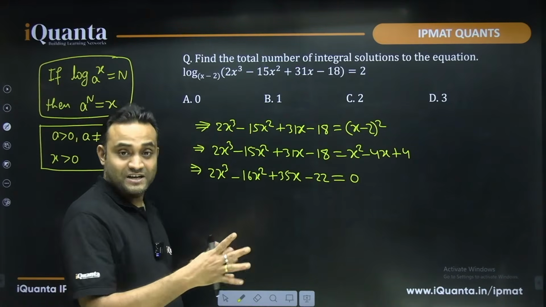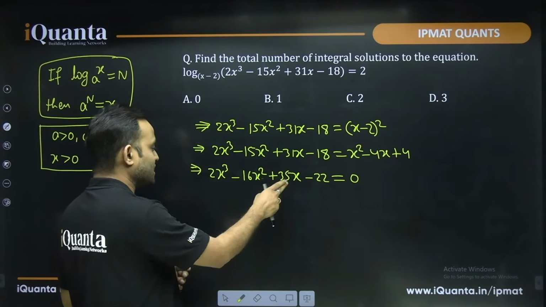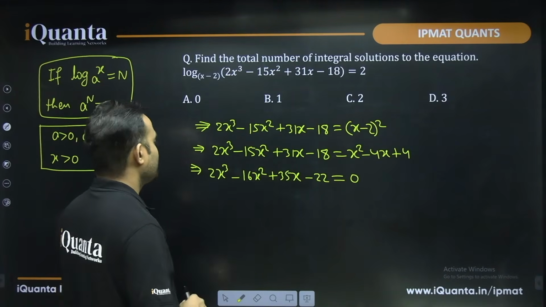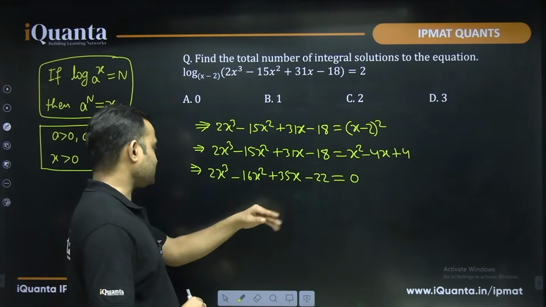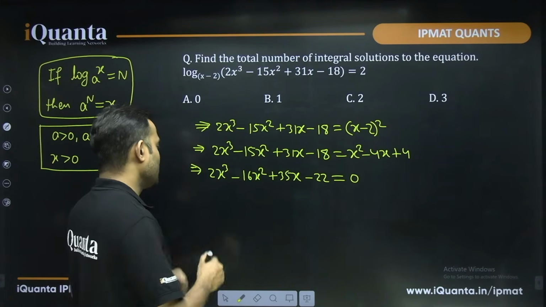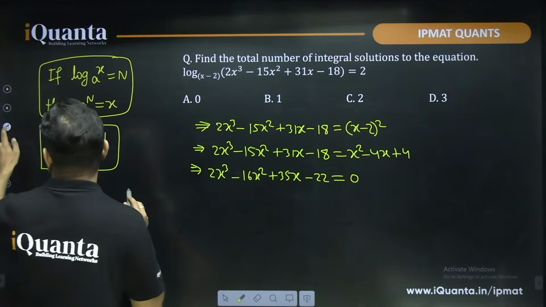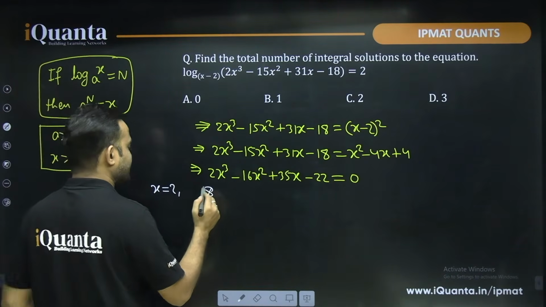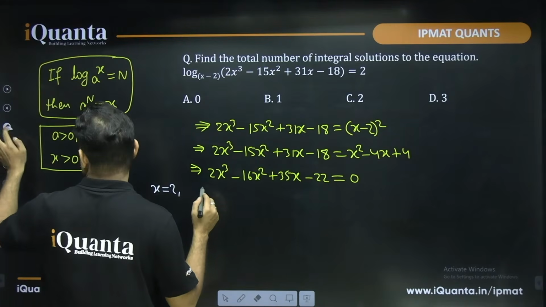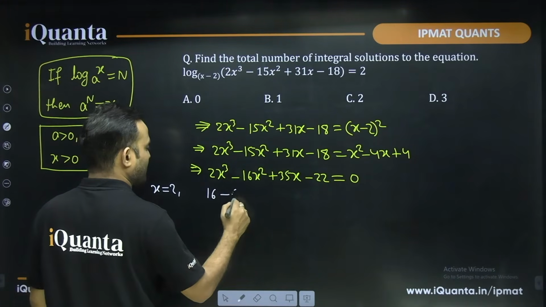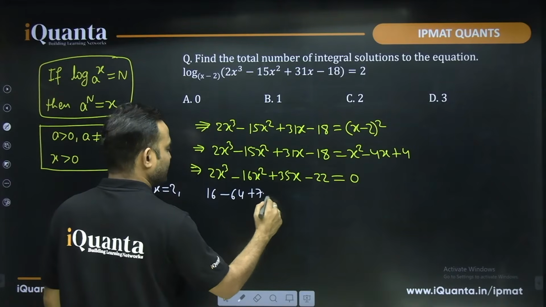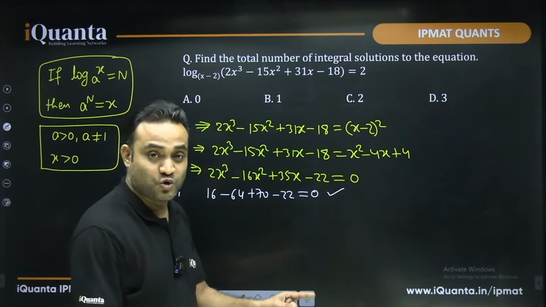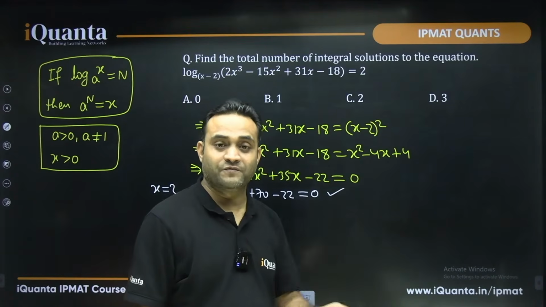We check plus minus 1, right? If I put 1, 35 plus 2, 37, minus 38, not working. If I place minus 1, still not working. If you place x is equal to 2, this will become 8 into 2, which is 16, minus 64 plus 70 minus 22, that is equal to 0. Means x minus 2 will be one of the factors, right?